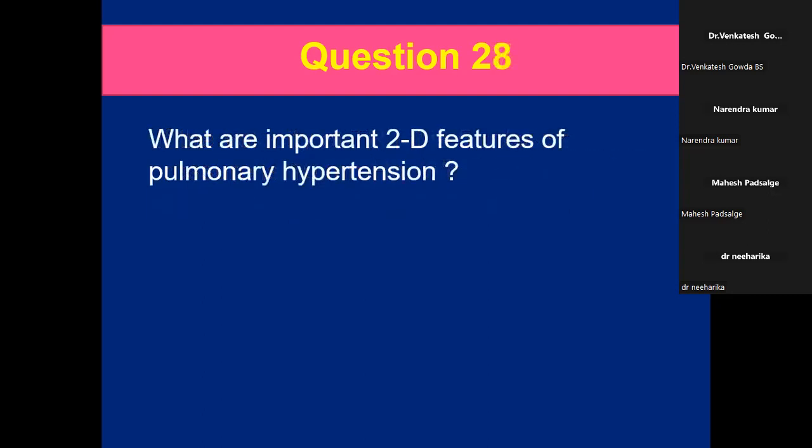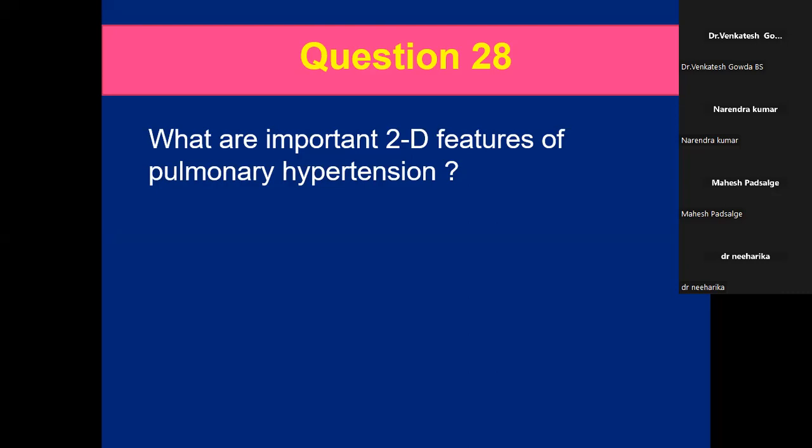What is the 2D feature of pulmonary artery hypertension? Dilatation of the pulmonary artery. Okay, fine. RV dilatation. D-shaped IVS. D-shaped septum, in short. D-shaped septum when? In both phases, systole and diastole.